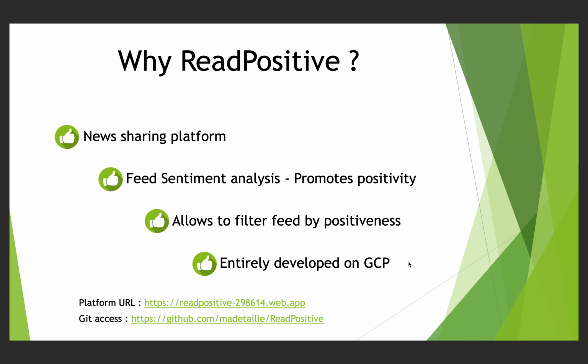So how does this work? Simple. It's actually just a data flow pipeline that puts a sentiment score on each news item thanks to an AI API that we use in Google Cloud, and that then allows us to filter the feed according to its positiveness. So the platform is entirely developed on the GCP platform. The URL is this one, so if you want to go to the platform and test it, go forward. The GitHub access is also there, so if you want to see the code, go for it.